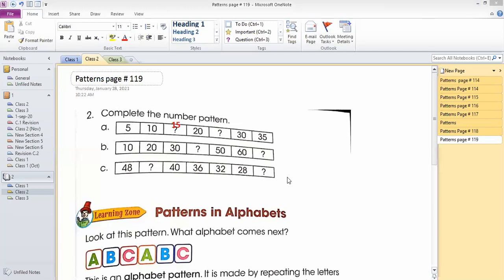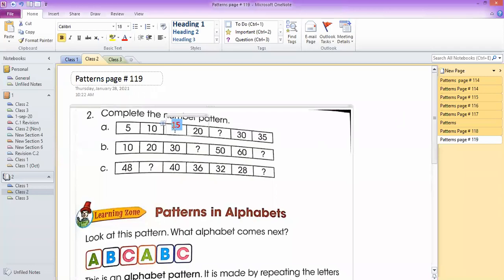So guys, he said the answer is 25 because we are counting in fives. So this is the answer, guys. We are counting in fives. 5 plus 5, 10. 10 plus 5, 15. 15 plus 5, 20. And 20 plus 5, 25. So we are actually adding in fives or counting in fives. So I'm going to write the answer. This is 25. This is the answer, guys. Now I will ask for the pattern B.